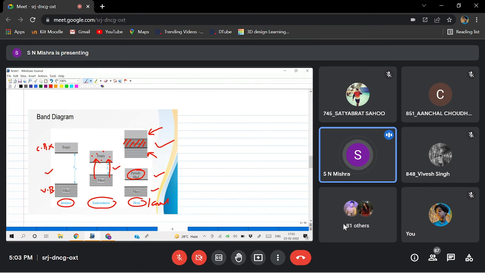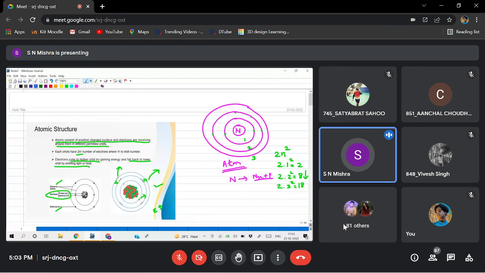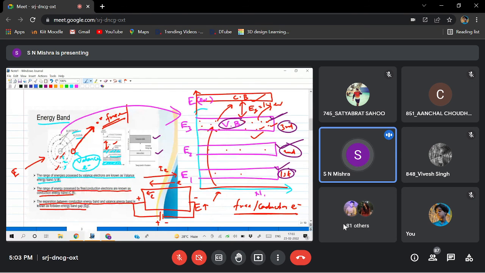Next class our focus is on semiconductors. We'll explain why semiconductor is important in electronics, why not insulator, why not metal, and we'll proceed with semiconductors, what are the types, what are the properties, and all those things. Today's class, whatever we have discussed from scratch, like atomic structure, energy level, energy band, and based on that, different types of solids.